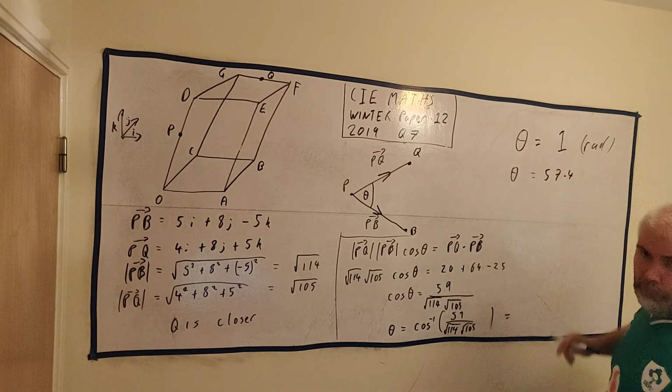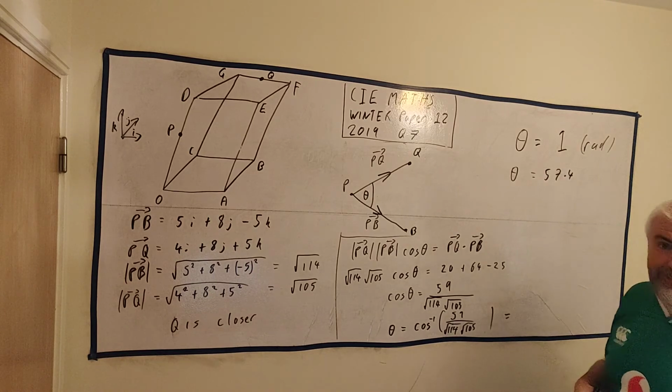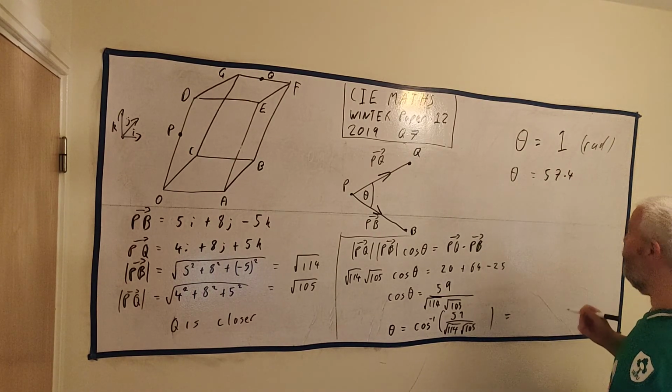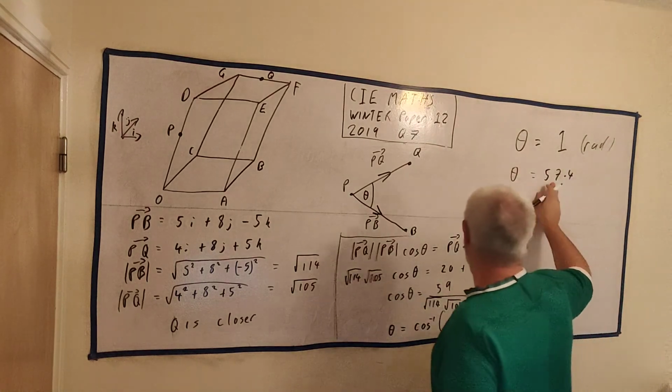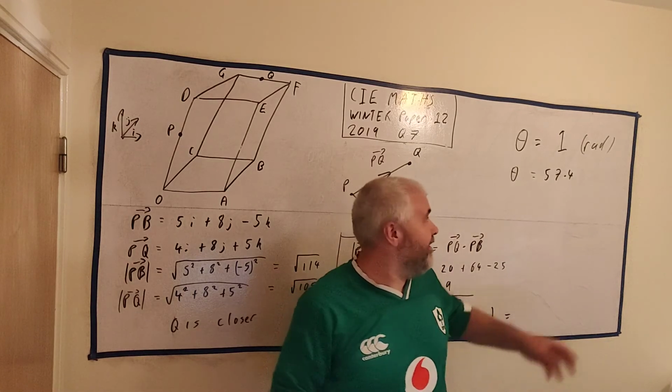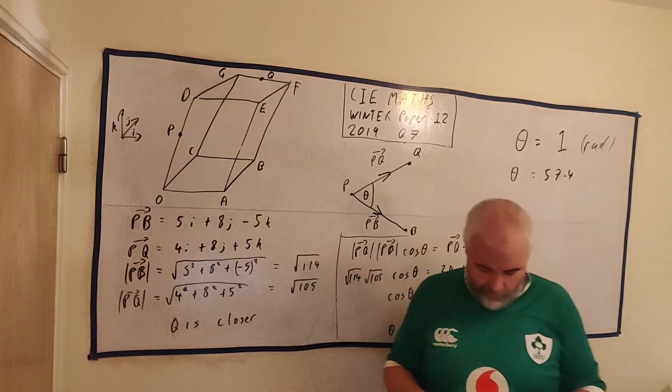It wasn't exactly 1, by the way. It's 1.00 something. But it rounds off to 3 significant figures to be 1. That's why this is not 57.3. 57.3 is closest to 1, but it's not exactly 1. Just in case you're wondering.